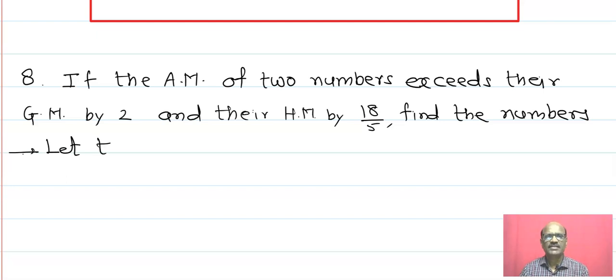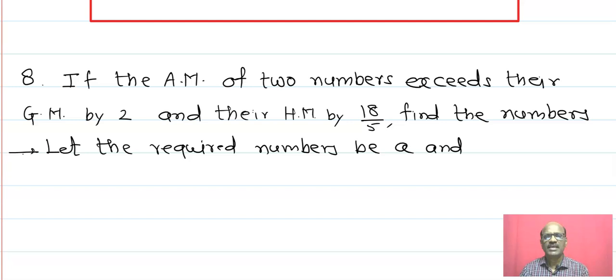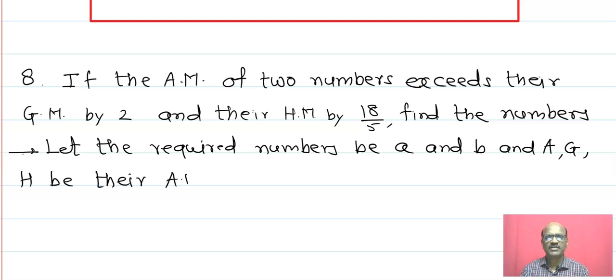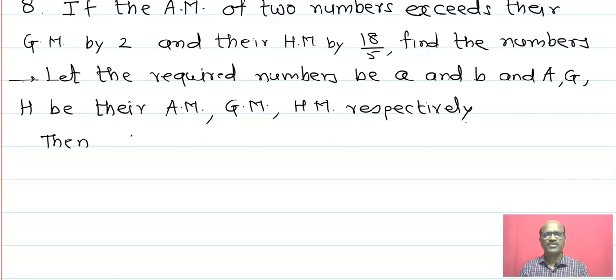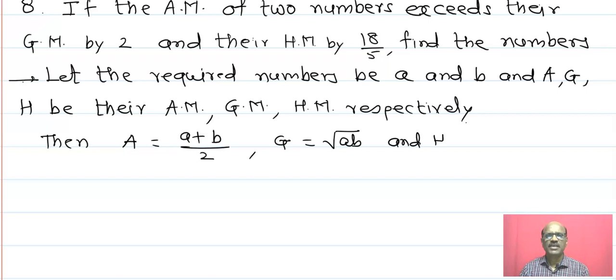Now see this, let the required numbers be a and b, and let A, G, H be their arithmetic mean, geometric mean, and harmonic mean respectively. This dialogue you have to write every time for this type of problem. Therefore, A is equal to a plus b upon 2, the arithmetic mean, G is equal to root of ab, and H is equal to 2ab upon a plus b.